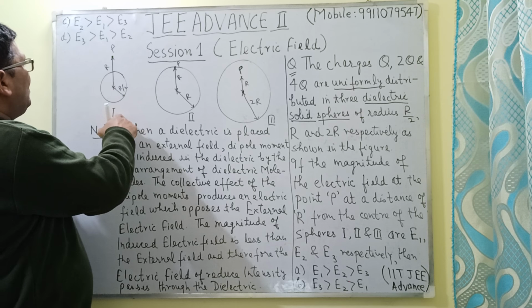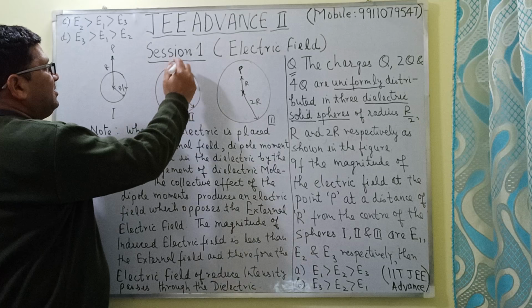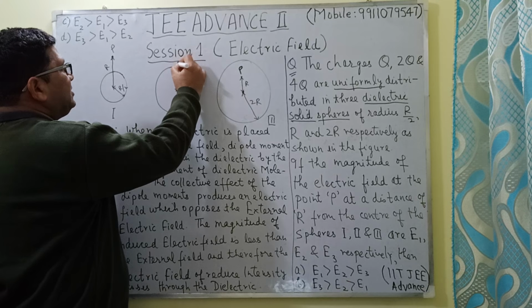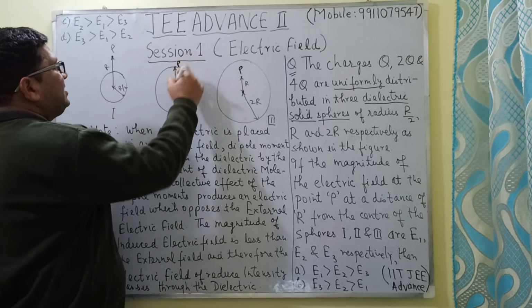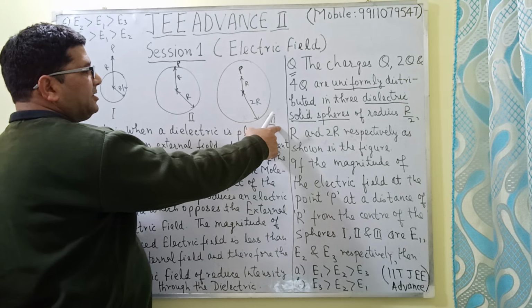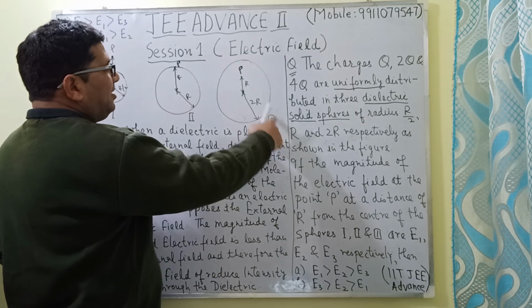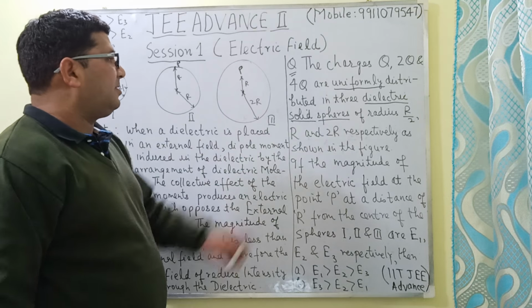In the case of the first sphere, this point P is outside the dielectric sphere. In the second case, this point P is on the surface of the dielectric sphere, and in the third dielectric sphere, this point lies within the solid sphere.